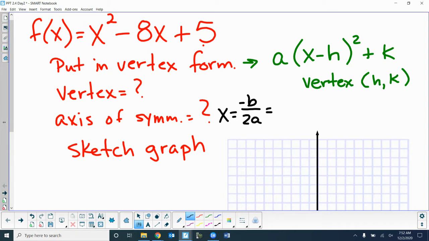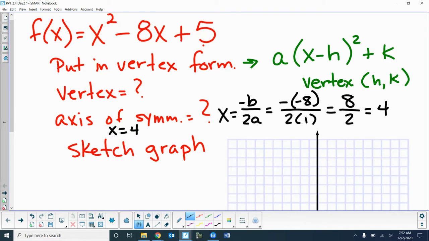So negative b would be, that negative sign's there, and then again b is negative 8, so it ends up being positive 8, right? Over 2 times a is 1, which is 2. So the axis of symmetry is x equals 4. All right, that's the first thing.